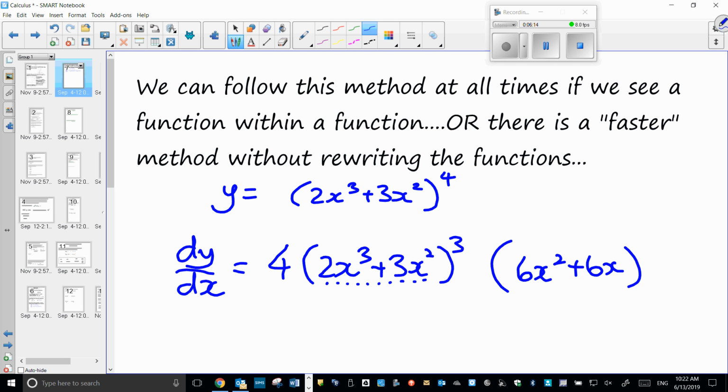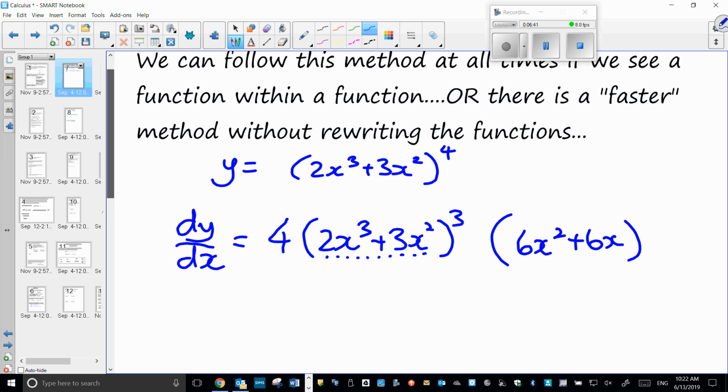So you pretend that that's just a letter. Differentiate, so it's 4 lots of that to the power 3. And then you multiply by the derivative of what's inside. So you treat it as if it's a derivative, and then multiply it by the derivative function of the brackets. There's no other way of saying it.